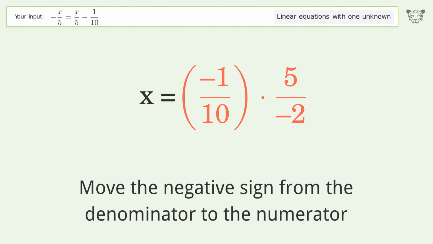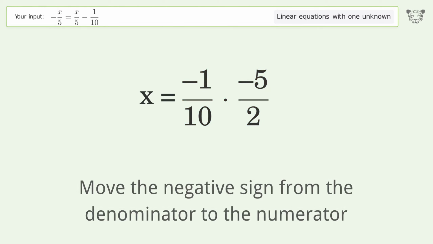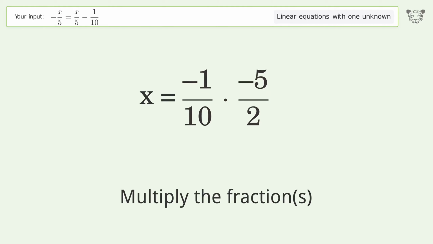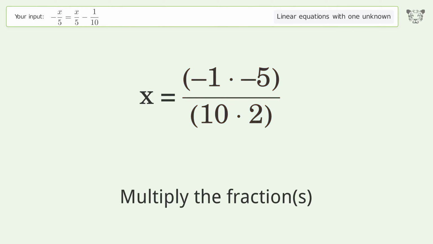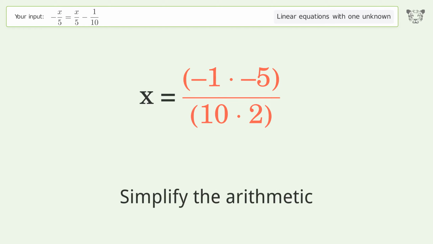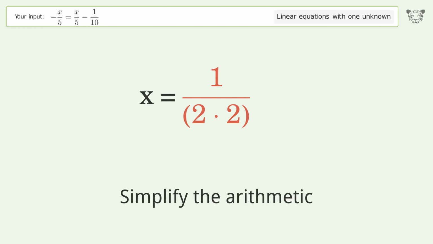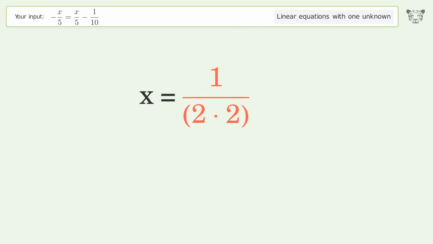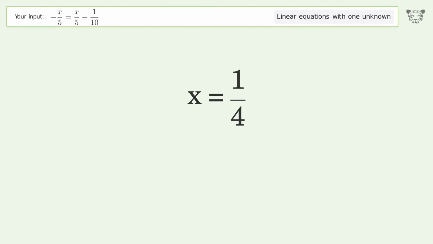Move the negative sign from the denominator to the numerator. Multiply the fractions. Simplify the arithmetic. And so the final result is x equals 1 over 4.